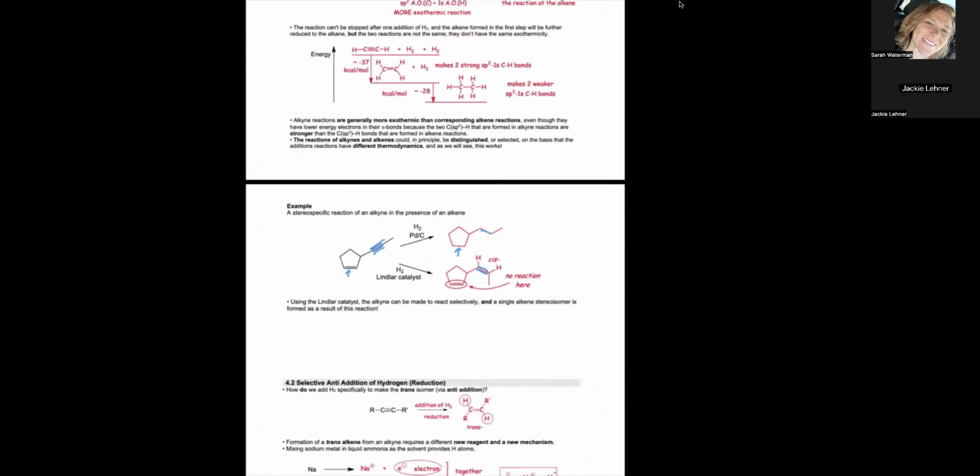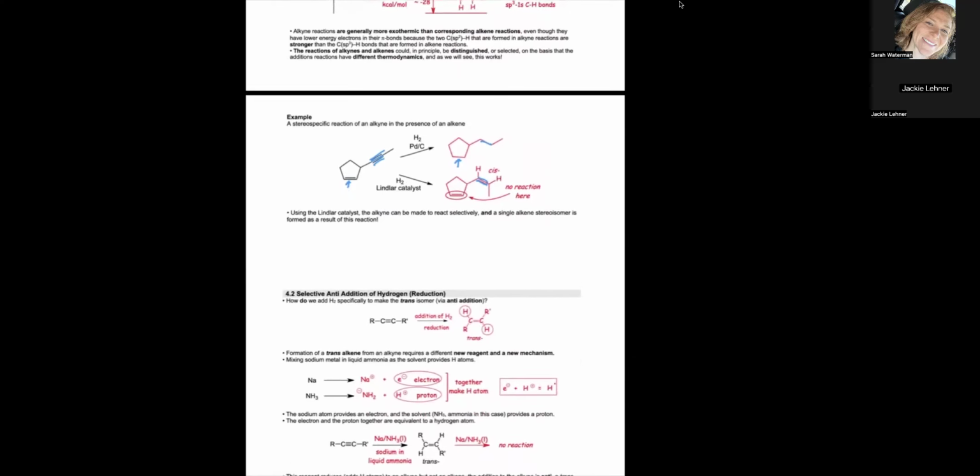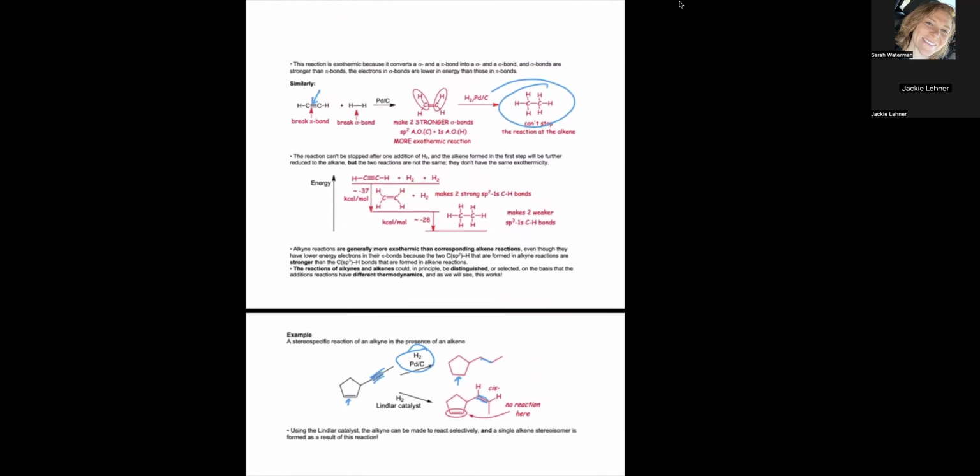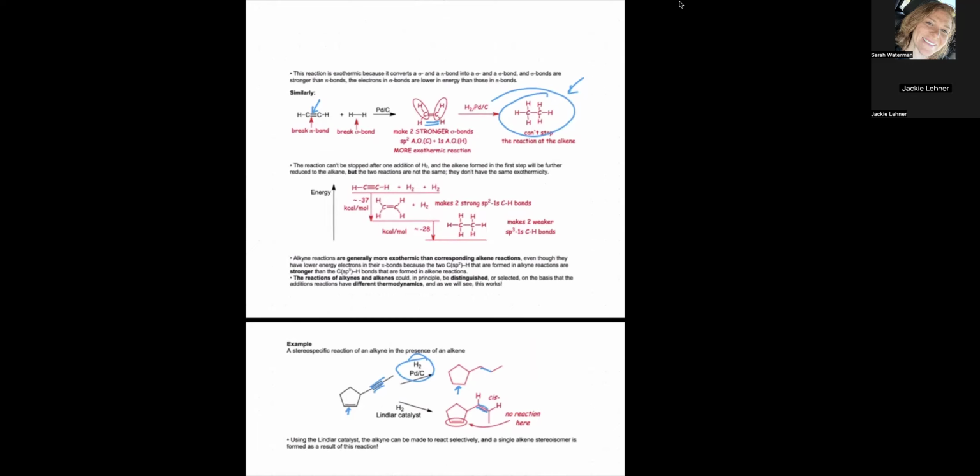And then how does that differ from the one that's H2 and then Pd/C? That is this right here. Pd/C will run it all the way. It will not stop at your alkene. It only stops once you get rid of all double bonds. It will just keep adding hydrogen until there's nowhere left to add hydrogen, essentially. Okay, I got it. It cannot be stopped after one addition, and the alkene formed in the first step will be further reduced to an alkane.